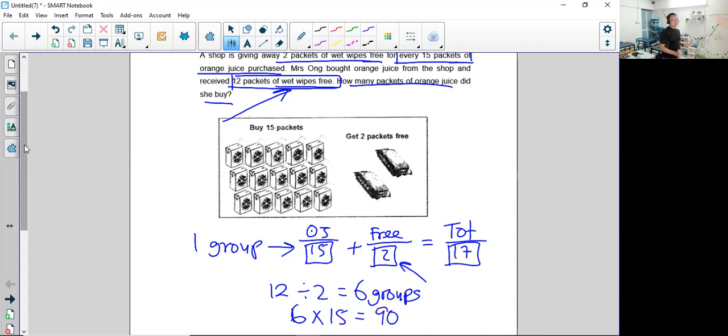And that's how you solve the problem without having to draw a lot of pictures. All right, so this is the whole process. This is the whole idea of the grouping method, which is a very simple method to use. But it can be used to solve quite a lot of questions, right?